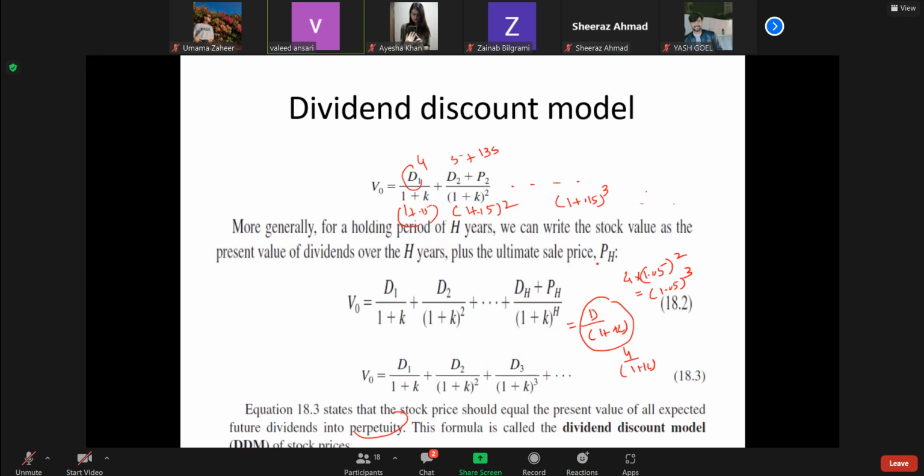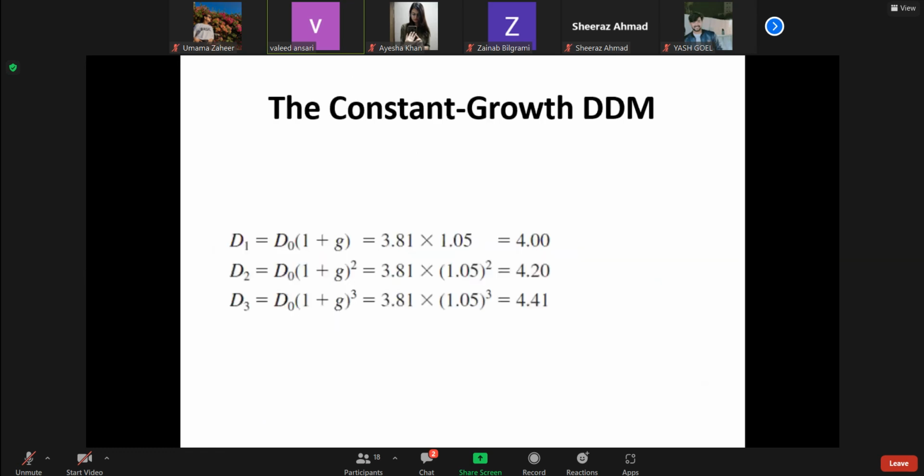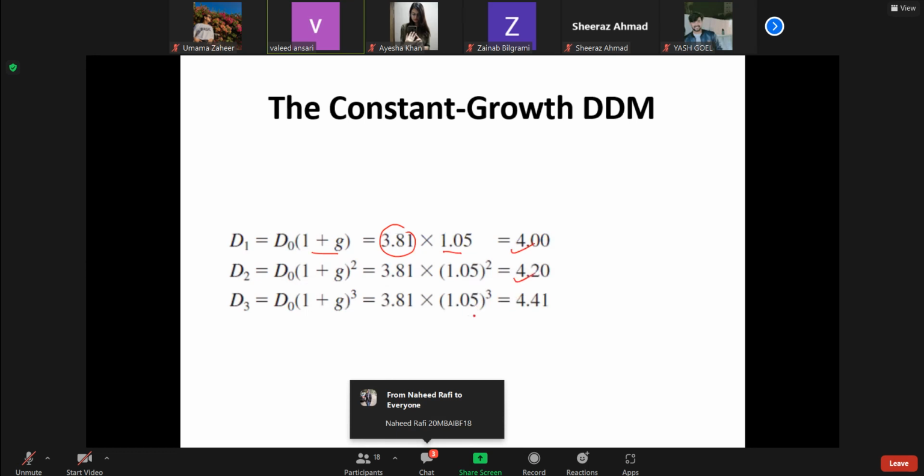So that is why in the formula, what we can do is that we can add a factor of growth also. For instance, if we assume that the dividend paid is 3.81 and it is expected to grow, in year 1 that will be 4. In the next year it will be 4.20. In the third year it will be the next value. So it is like compounding. Now you are assuming that this is expected to grow at G, which is 5%.